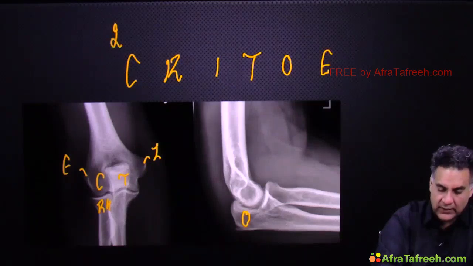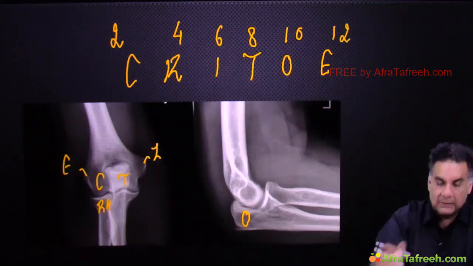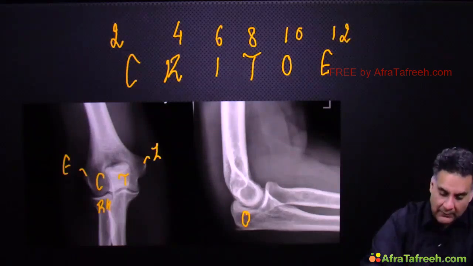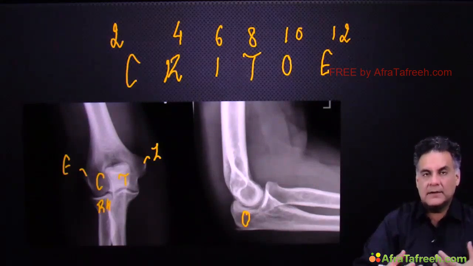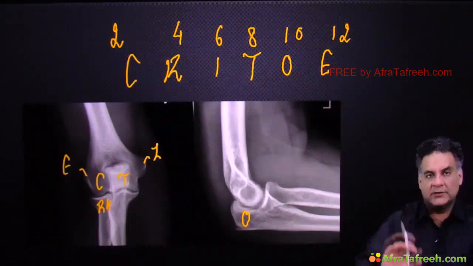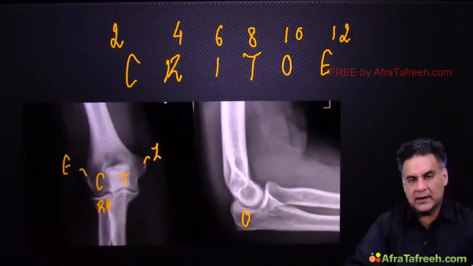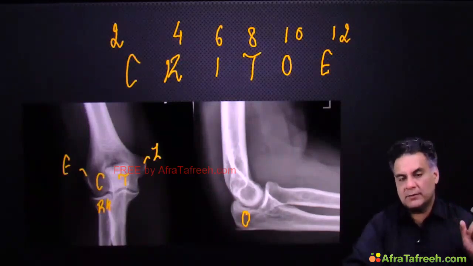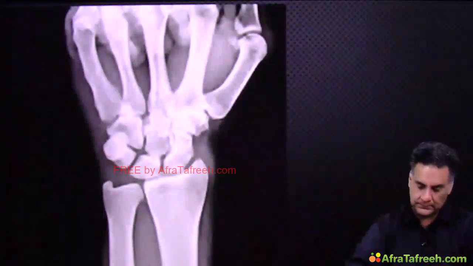The age of ossification of these is 2, 4, 6, 8, 10 and 12 years. So capitulum is the earliest to come, followed by radial head, internal epicondyle, trochlea, olecranon, and lateral epicondyle is the last one to come. This is something very, very valuable. It is asked very commonly. Most commonly they throw an arrow on the capitulum and ask you the age or what center it is.